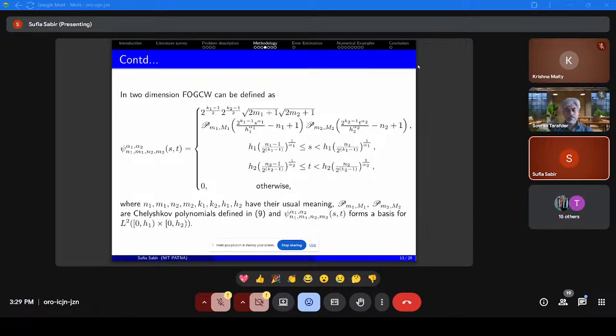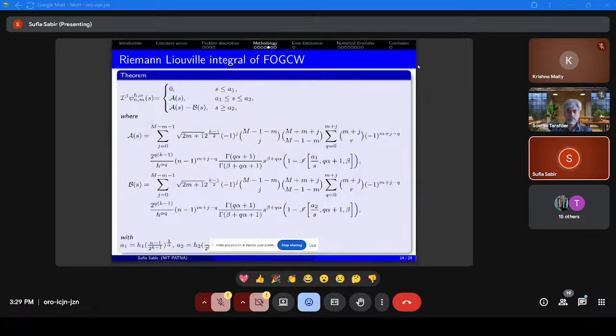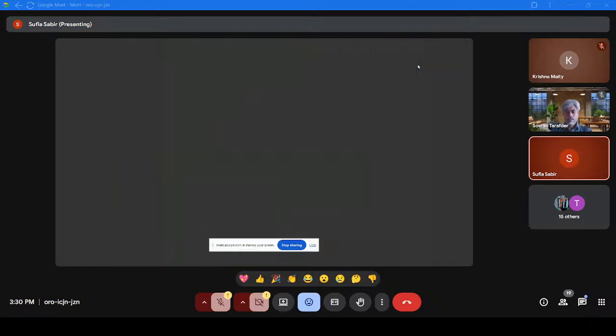In the two-dimensional case, we can represent FOGCW as follows. The FOGCW act as a basis for the space L2 of 0 to H1 cross 0 to H2. In this slide, we have presented the Riemann-Liouville fractional integral operator of FOGCW. We have calculated the exact formulation of this Riemann-Liouville fractional integral operator using the regularized beta function.